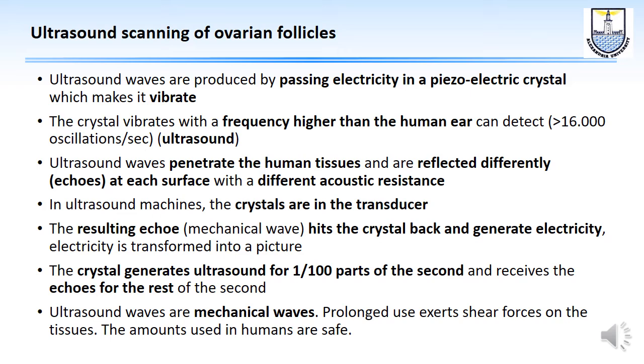And in the ultrasound machines, of course, these crystals are placed in the transducer. And what the transducer does is that it fires the electricity, generates ultrasound for 1/100th of a second, and waits for the rest of the second to receive the echo. So it's pulsed ultrasound, really. And the resulting echo, when these mechanical waves hit the crystal back, will generate electricity, and electricity is going to be transferred into the picture.